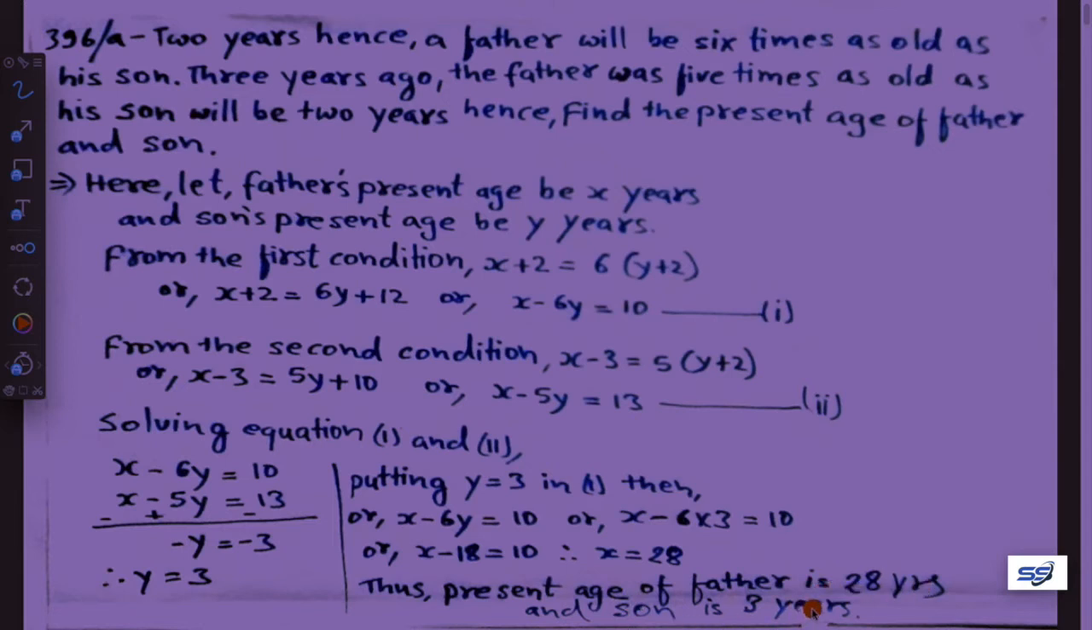In this way, we can easily say that the present age of father is x years, which means 28 years, and the present age of son is y years. As the value of y is 3, the son is 3 years old. In this way, we have completed this equation. Let's see the next.